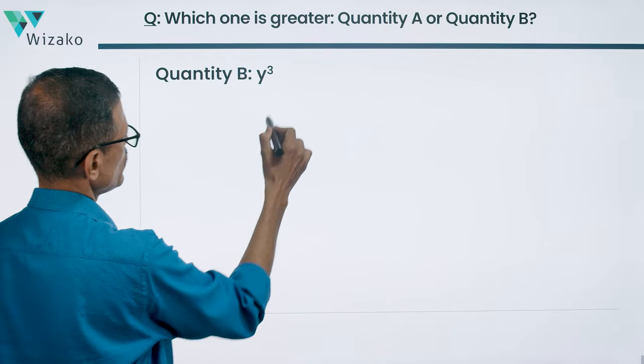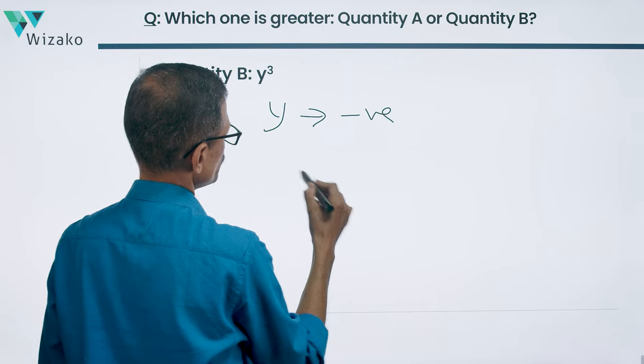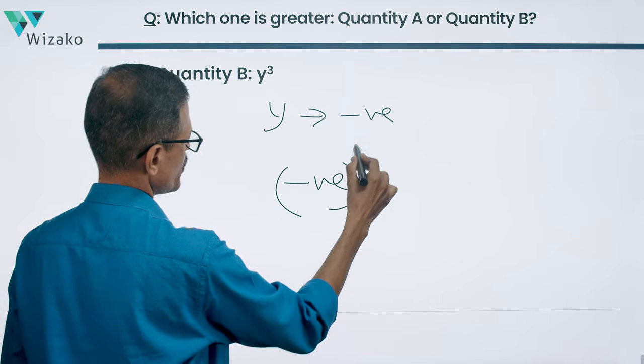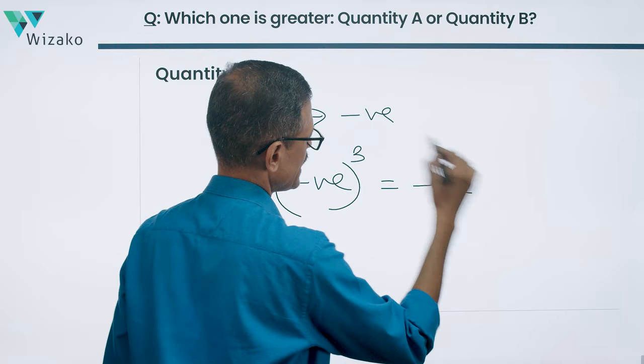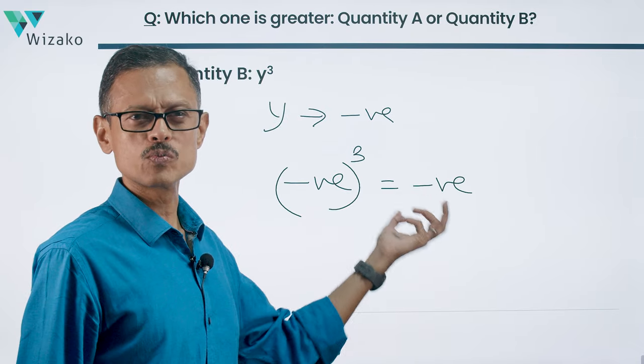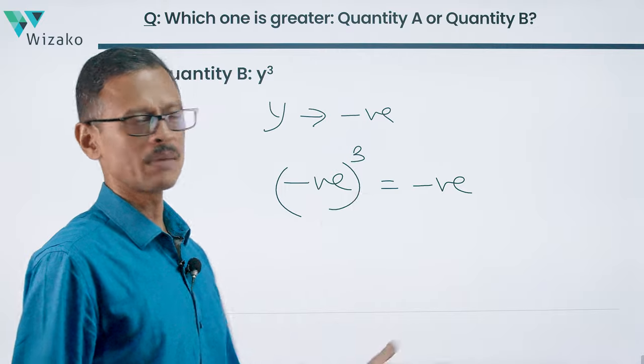This is y cube. We know y is a negative number. So quantity B is the cube of a negative number, which is going to be a negative number. How big can it be? How small can it be? -3, -2.8, can be multiple values.